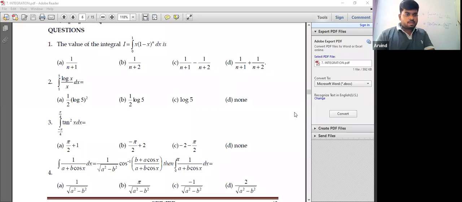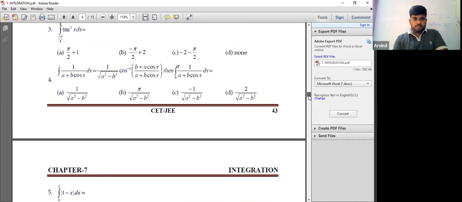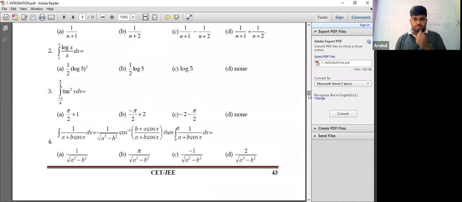Next, let's go to the next one. Integration from minus pi by 4 to pi by 4 of tan square x. What will be the integration of this? This you can do very easily. Please do it. Solve it and give me the answer. Integration of tan square x. Convert it and solve it.